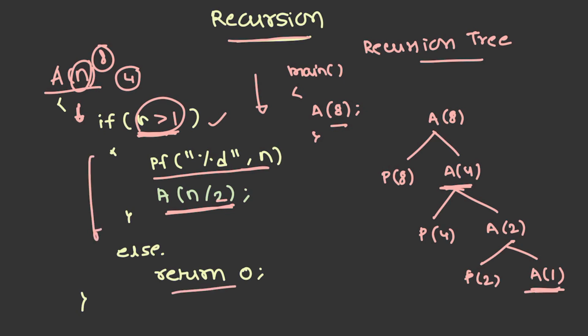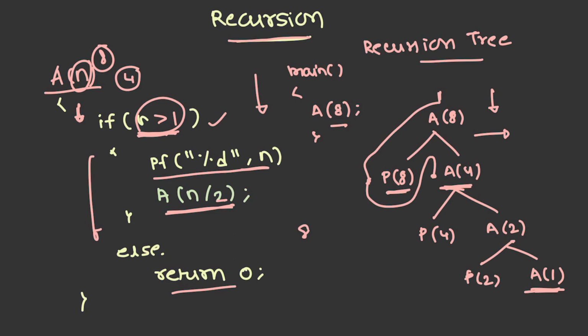The execution ends here. If you just form this tree, it has to be traversed from top down and left to right. So I have to start from this point. It has to go from left to right. Now here the value of 8 has to be printed. So 8 will be printed first, followed by A of 4.